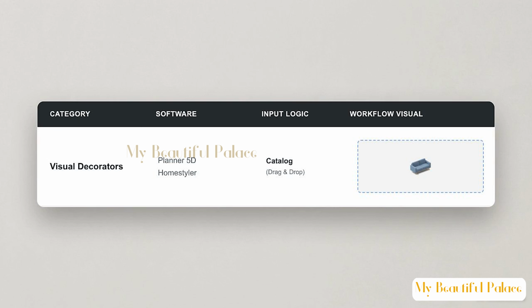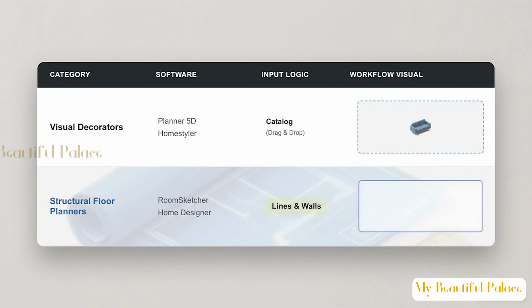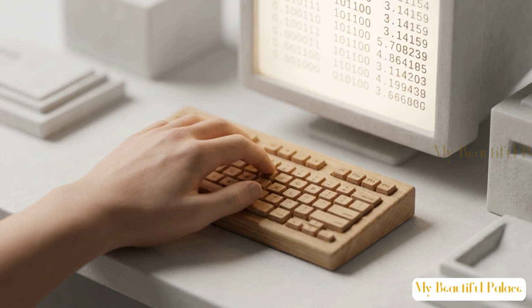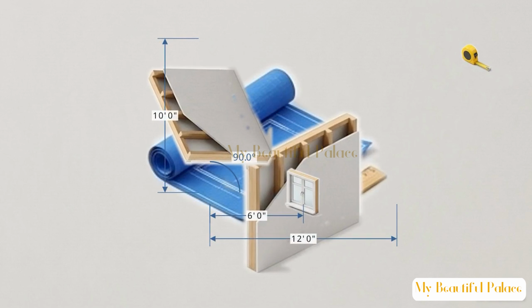That brings us to the second category, the structural floor planners. This includes tools like Room Sketcher and Home Designer. Their logic is entirely different. Here, you are forced to draft a precise 2D layout before you ever see a 3D model. You have to input strict measurements. The software uses automated dimensioning to lock your walls, windows, and floor platforms to exact mathematical specifications.